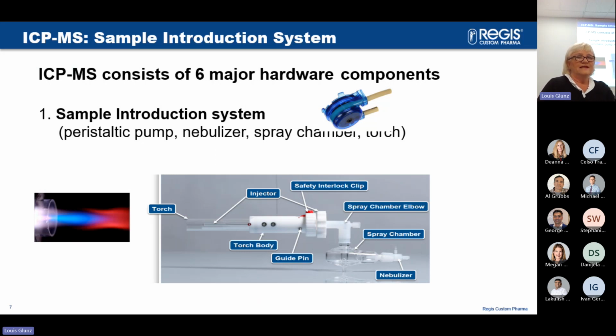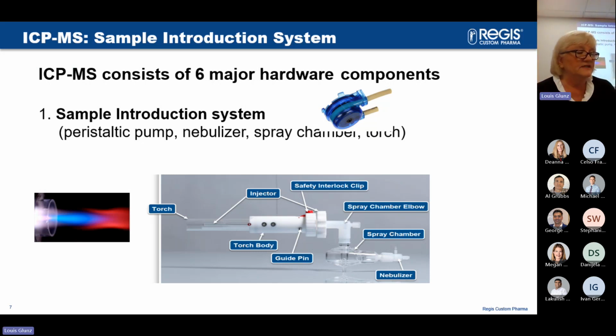This aerosol is not very uniform at that point yet, but it travels into the spray chamber. The spray chamber operates at a low temperature, around 2°C. The big droplets from this aerosol will stick to the walls of the spray chamber and eventually go to waste, and the sample will move on to the torch. The torch of ICP-MS is connected to the coil. The coil provides very high voltage electricity. When the argon gas passes through this torch, the electricity will create a spark, and the argon gas will create a flame. The flame is called plasma in ICP-MS.